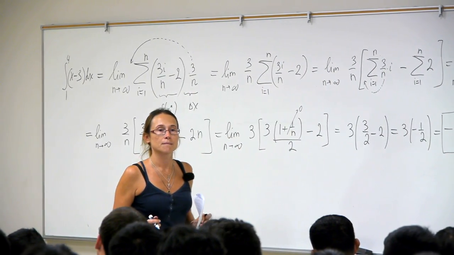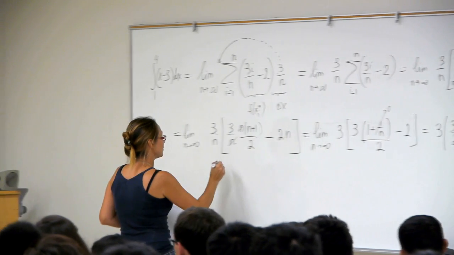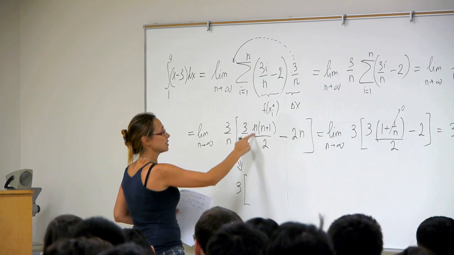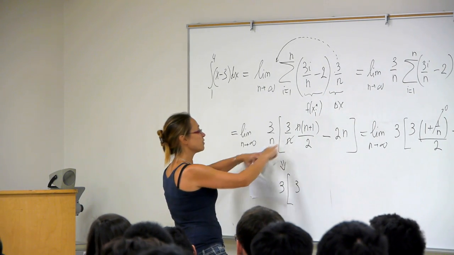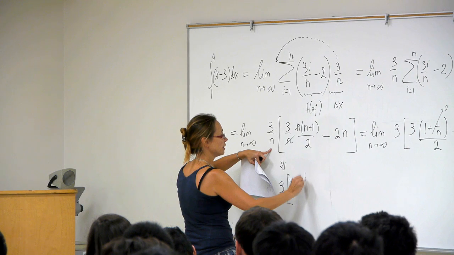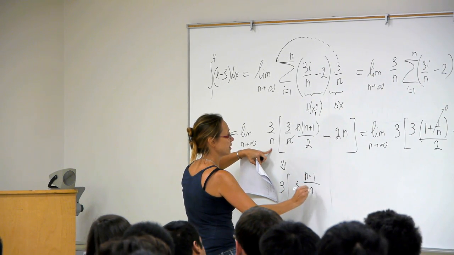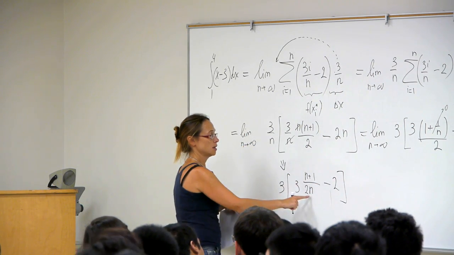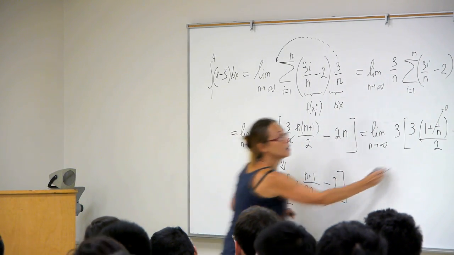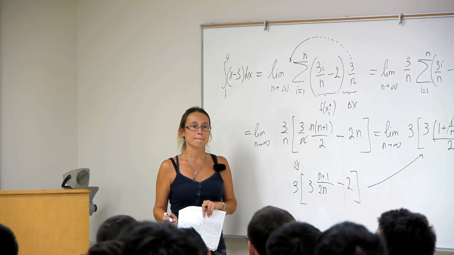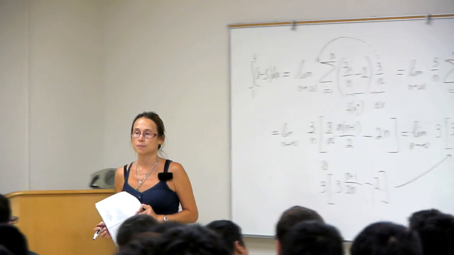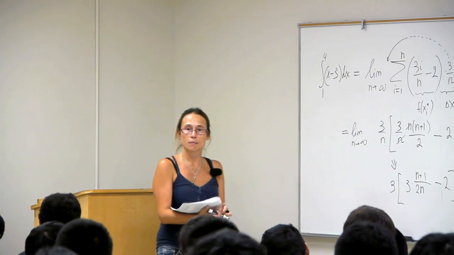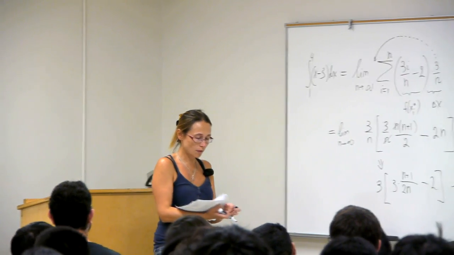How do you divide everything by n again? So here, let's write this. I have 3. This n cancels. So I have 3, and I divide by n. Here, n plus 1 over 2n, right? And I divide by n here. And from here, I get this. Okay. All right. Thank you. More questions? Okay. Very good.